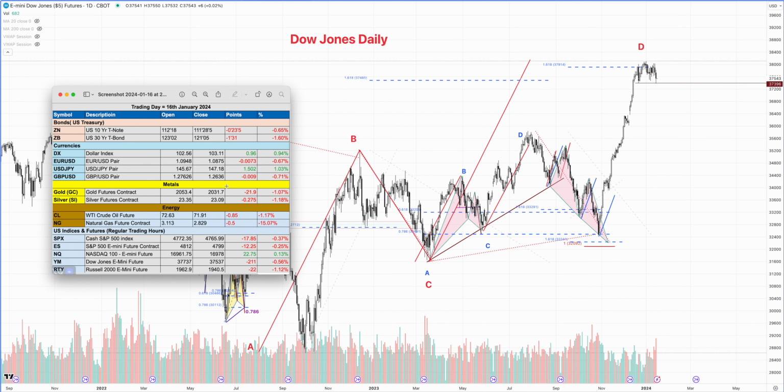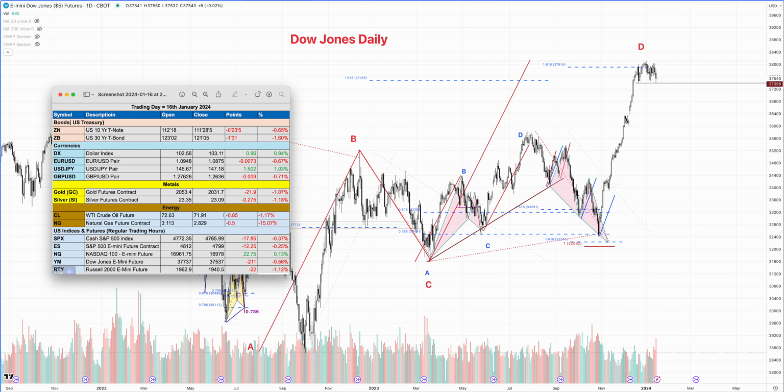The metals: gold lost $20 for the day. It was down by over 1 percentage point. It's very interesting because last Friday the gold was up $20, and today it's down $20. So a lot of volatility in this market. Silver also lost 1.18%. It's actually slightly weaker than the gold in terms of price action.